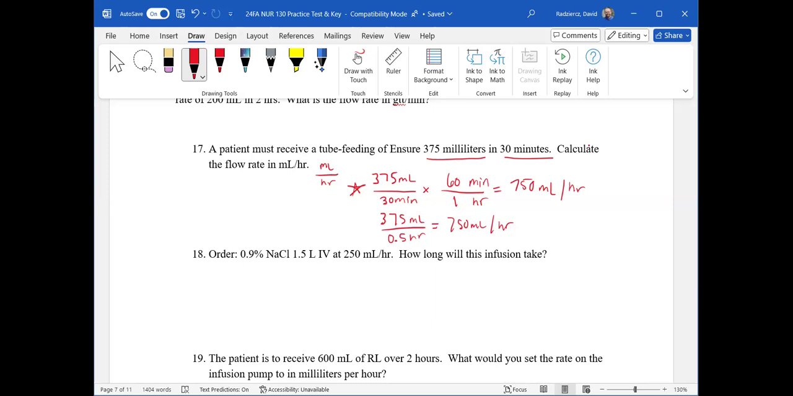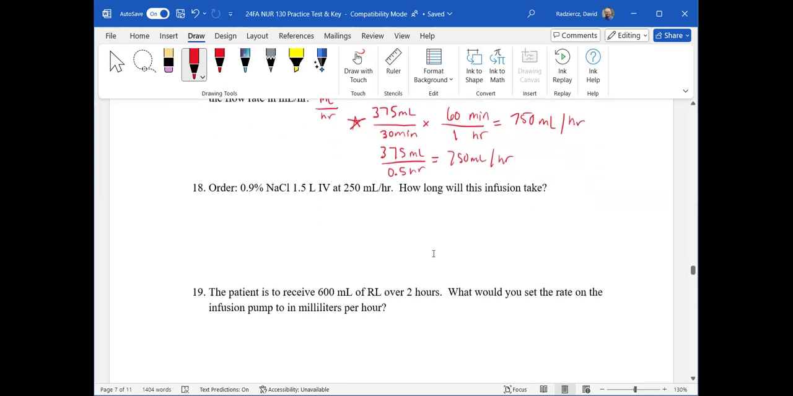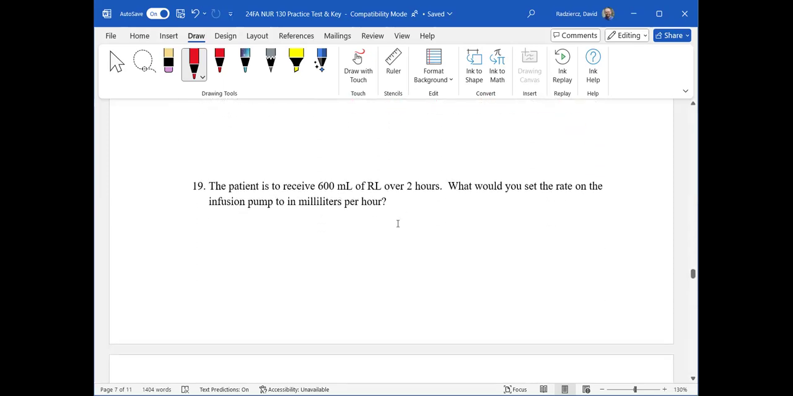Let's look at another example. Number 19. I am skipping around intentionally because I didn't put these in the order that I would prefer them to be in. Okay. So in order to change it from what it was to what it is now, let's just say it's 500 milliliters, 3 hours. What would you set the infusion rate to?